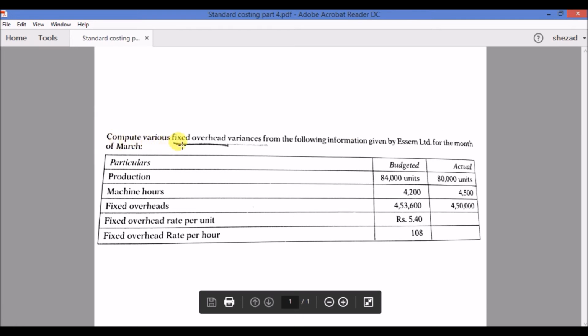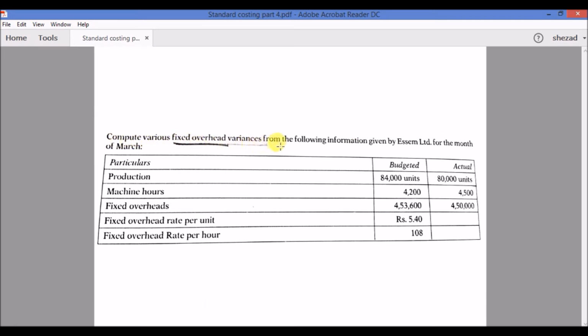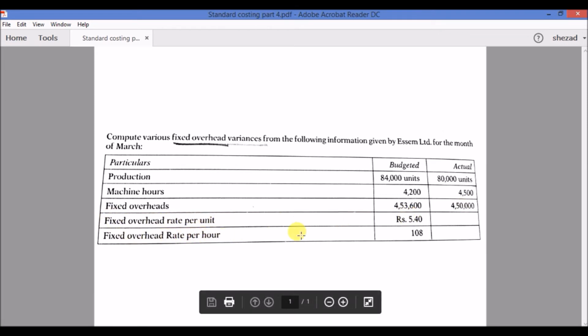So compute various fixed overhead variances from the following information given by Asim Limited for the month of March. Production is budgeted 84,000 units, actual is 80,000 units. We have machine hours for 4,200 and 4,500. We have fixed overheads of 4,53,600 and 4,50,000. We have fixed overhead rate per unit and fixed overhead rate per hour.